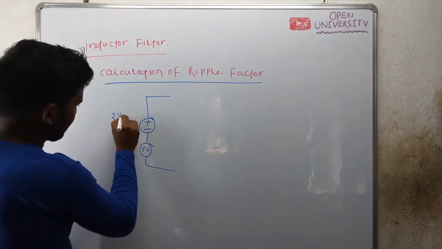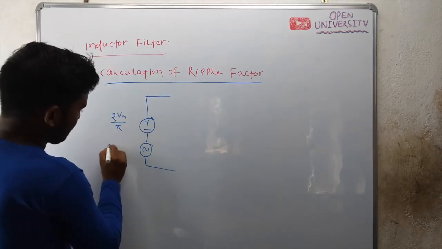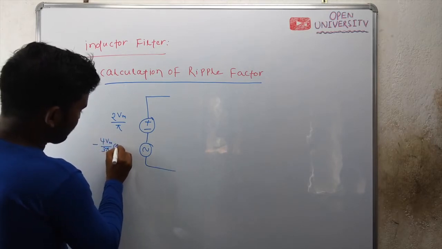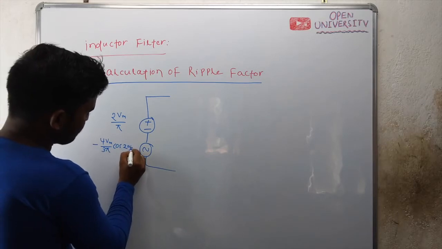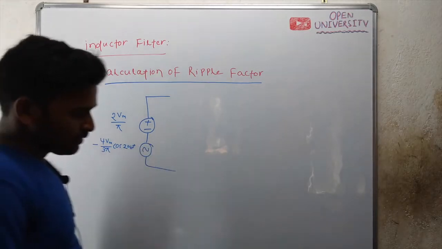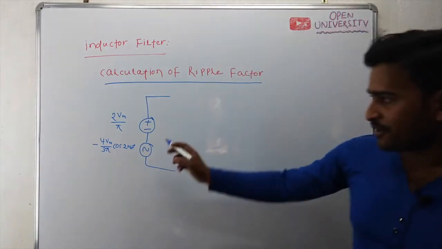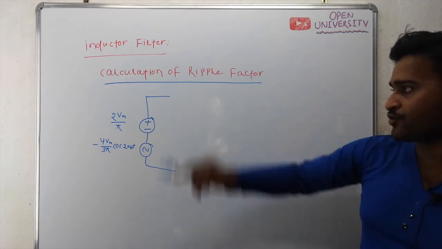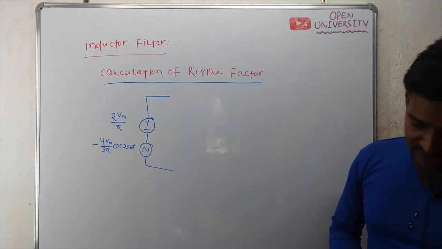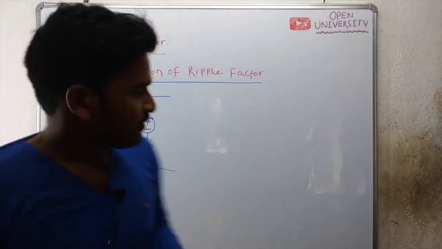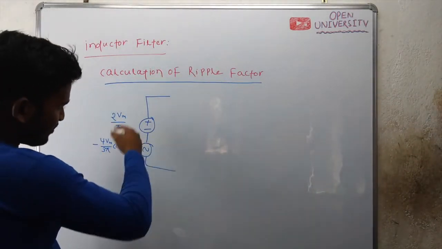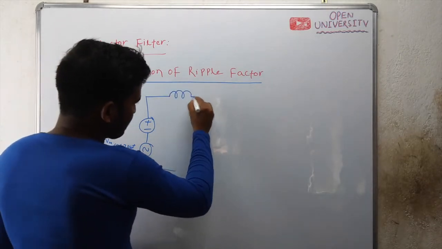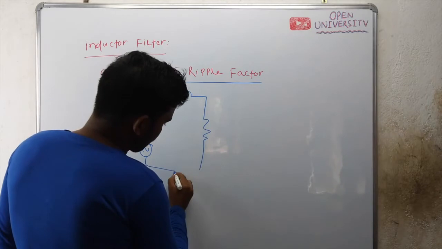That is 2Vm by pi, and this is minus 4Vm by 3pi into cos 2ω₀t. We know that a center tap full wave rectifier is equivalent to a series combination of a DC source and an AC source. Now you give the output of this center tap full wave rectifier to an inductor filter. So connect the inductor in series with the load.